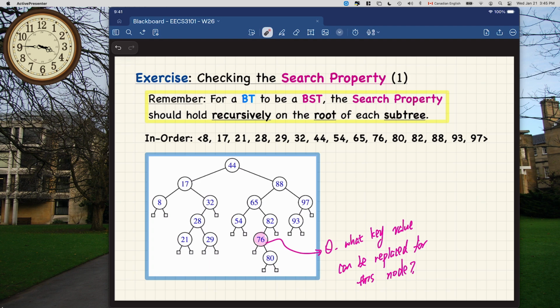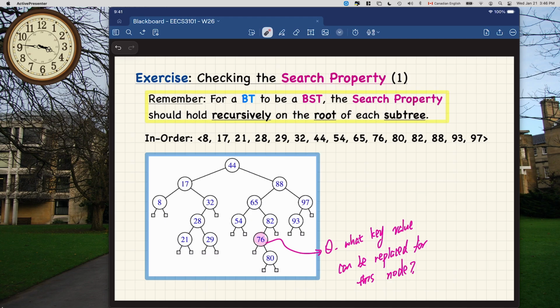I like your answer, but it's not concrete enough. I want the values. From 66 to 79, okay, I like the answer. That's the correct answer. But how do we see that? Let's now look at the corresponding in-order traversal.